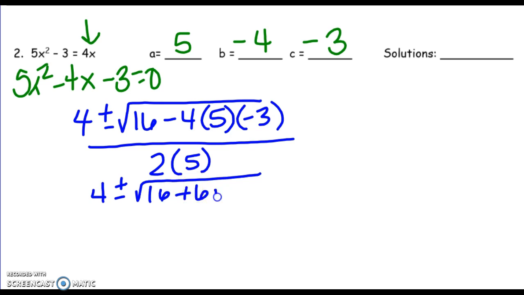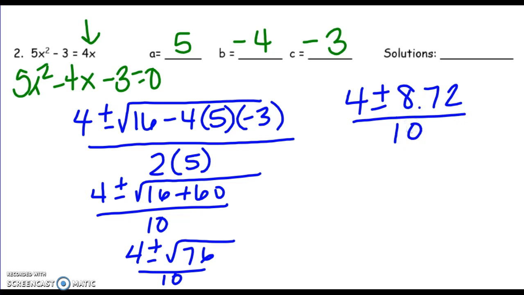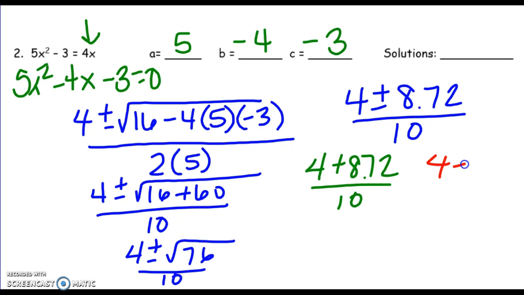Okay? So 4 plus or minus the square root of 16, plus 20 times 3, which is 60, all over 10. 4 plus or minus the square root of 76 over 10. And I'm going to approximate my square root of 76, which would be 8.72. So 4 plus or minus 8.72 all over 10. So now I break it into two equations. 4 plus 8.72 over 10 and 4 minus 8.72 over 10.